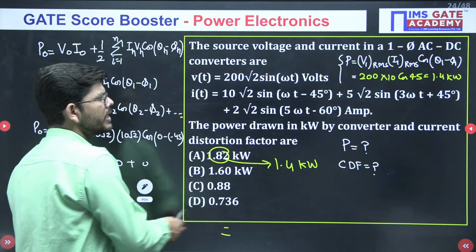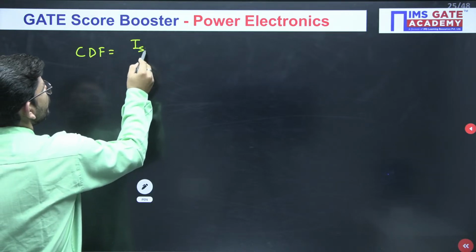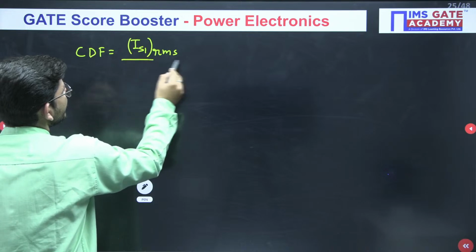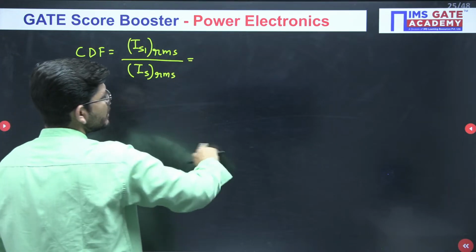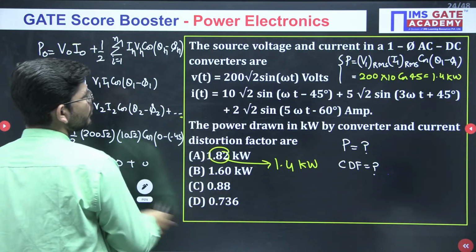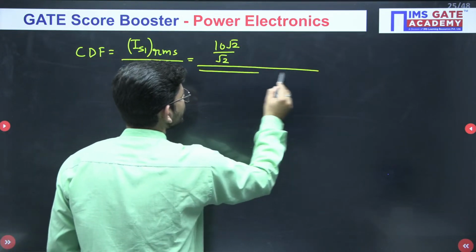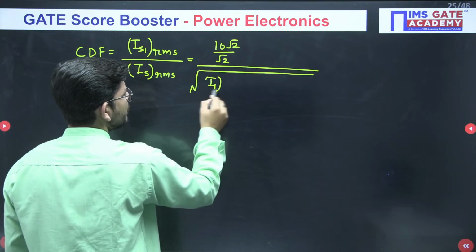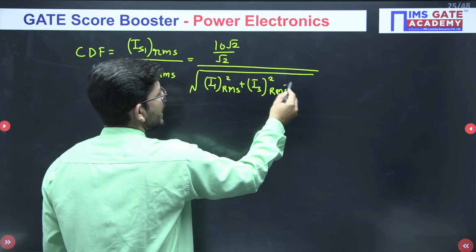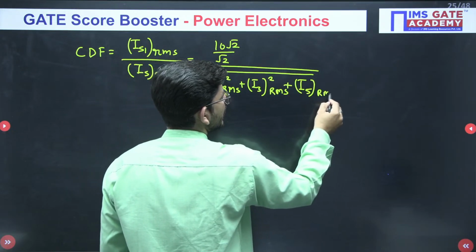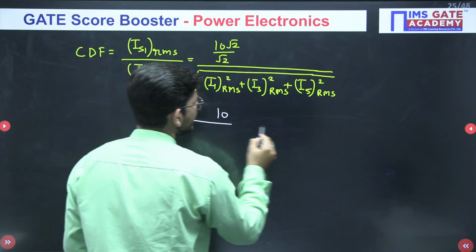Next thing that we have to calculate is the current distortion factor. So what is the current distortion factor? The current distortion factor is the ratio of the fundamental RMS component divided by the total RMS component. The fundamental component is 10 root 2, so its RMS value will be 10 root 2 divided by root 2. And how do we calculate the total RMS component? This will be I1 RMS square, because we have the fundamental term, plus the third harmonic term I3 RMS square, and the fifth harmonic term I5 RMS square. You will do this and you will get your answer.